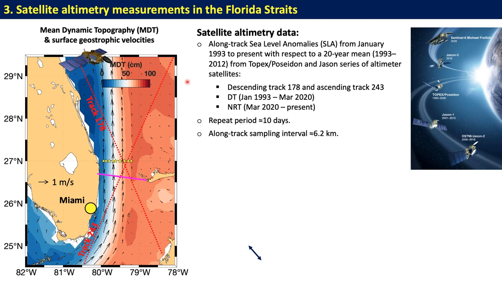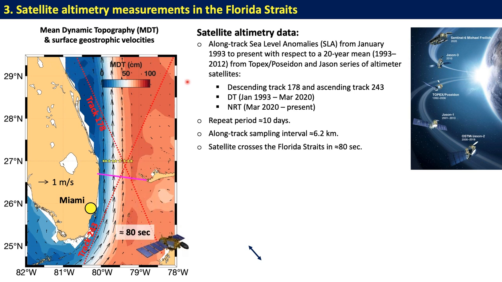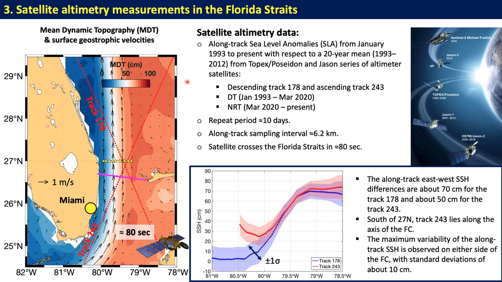The repeat period of TOPEX/Poseidon and Jason satellites is about 10 days, which means that the satellite flies and measures over the same location every 10 days. And the along-track sampling interval is about 6.2 kilometers. It takes about 80 seconds for the satellite to fly between 25 and 29 degrees north, thus crossing the Florida Current.